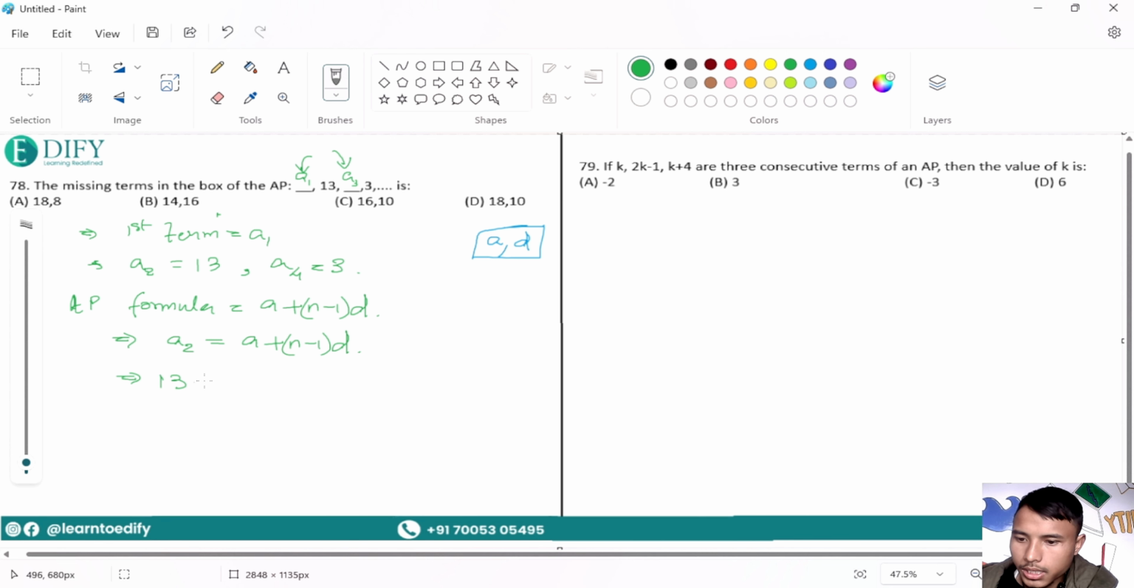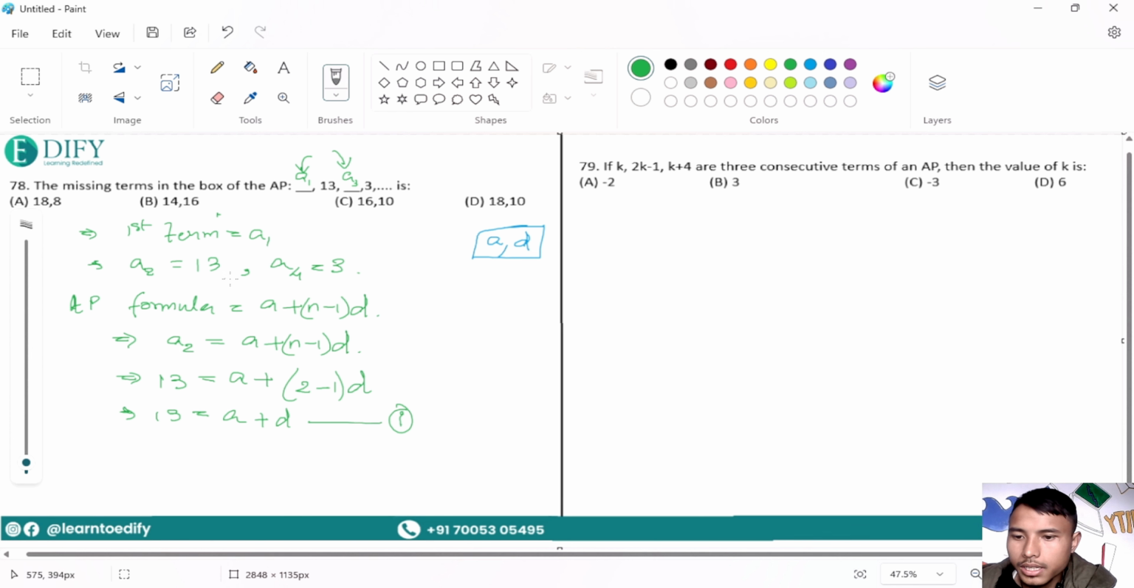So we have 13 is equal to A, that is the missing first term, plus N, the second term, so we put 2 minus 1, D. So then you solve it: 13 is equal to A plus, 2 minus 1 is 1, so A plus D. Okay. So you keep this as the first equation.